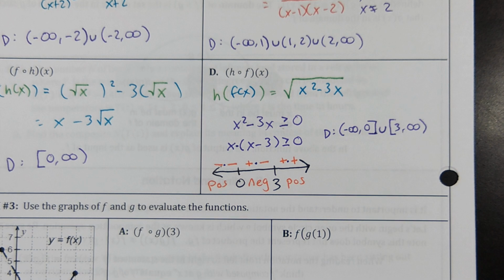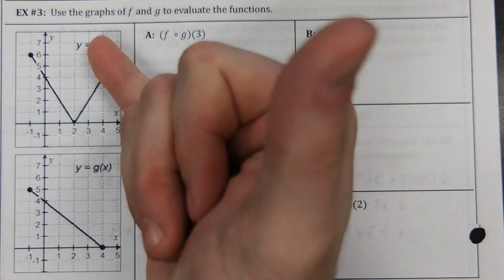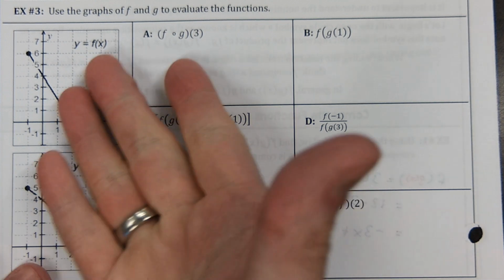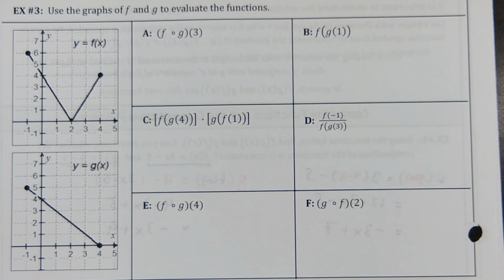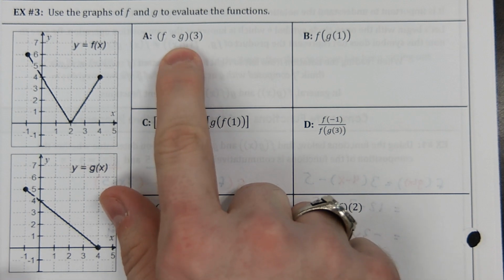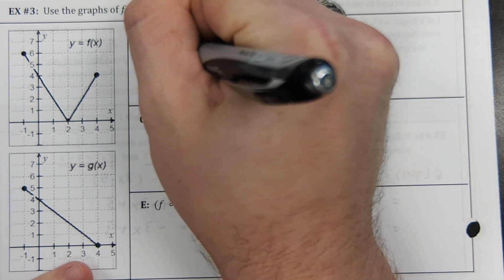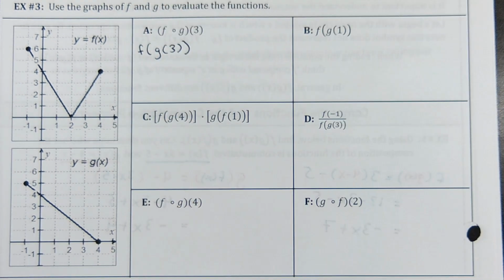No more domain stuff. Just compositions now. We're going to use the graph of f and g to evaluate some compositions with some arithmetic. I don't like this style. I prefer to see this as f of g of 3. What I'm going to do is figure out what g of 3 equals.